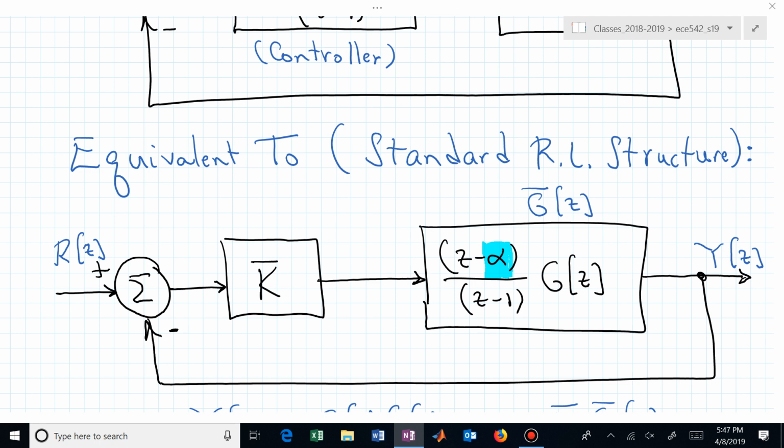Now we're in the traditional root locus controller design. I now simply plot poles and zeros of G bar, figure out what the root locus looks like, and then pick a K bar that gives me the behavior or the performance that I'm looking for.